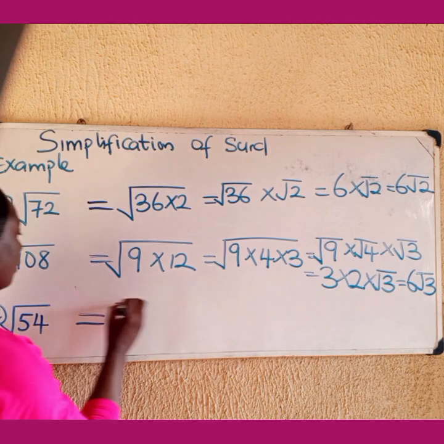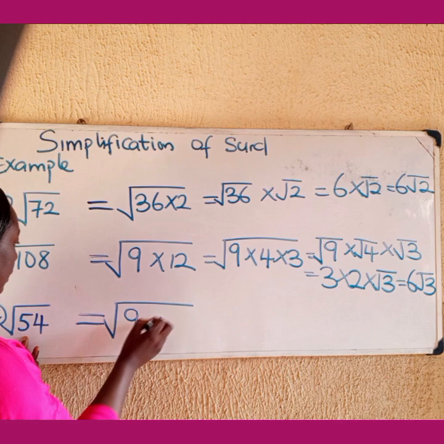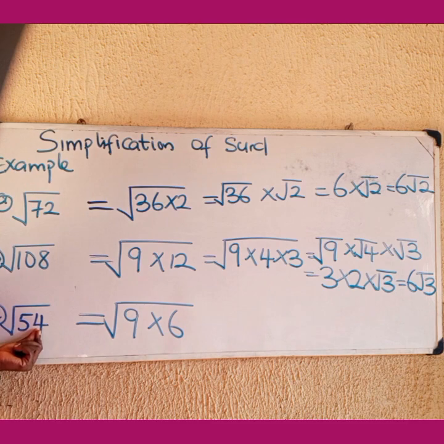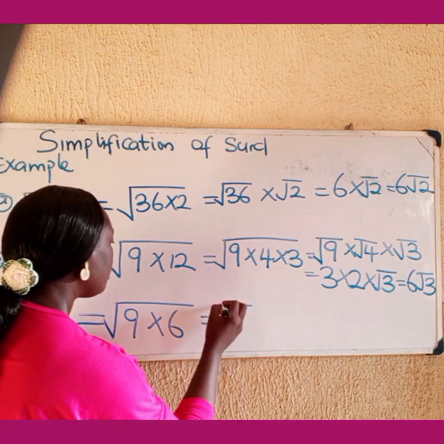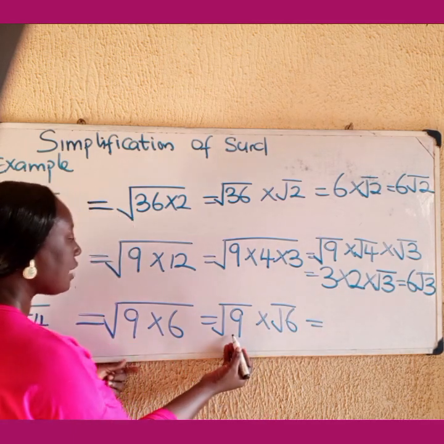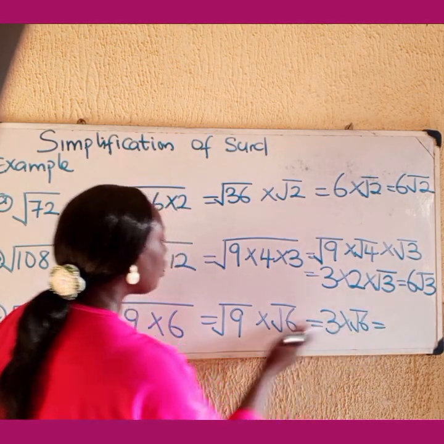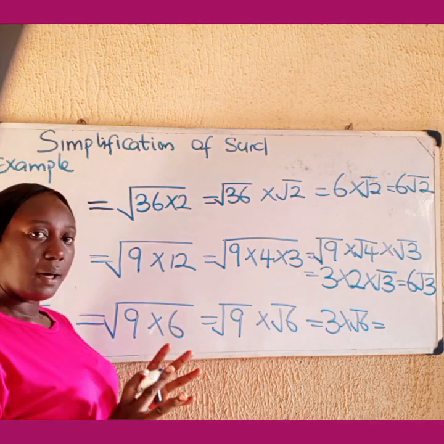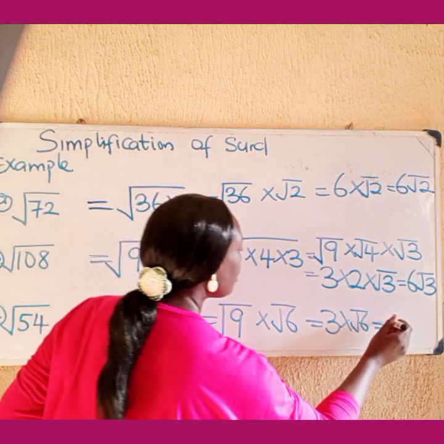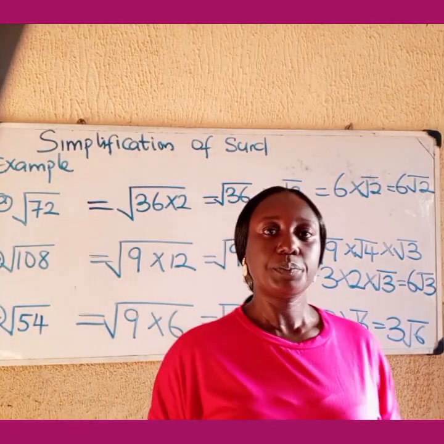Now this one, root 54. Root 54 is the same thing as root 9 times 6. 9 times 6 will give me what? 54. So I can separate them to have root 9 times root 6. And root 9 is equal to what? 3 times root 6. Because root 6 does not have a whole number as square root, so I will leave it in roots. So 3 times root 6 will give me what? 3 root 6. I believe it's clear.